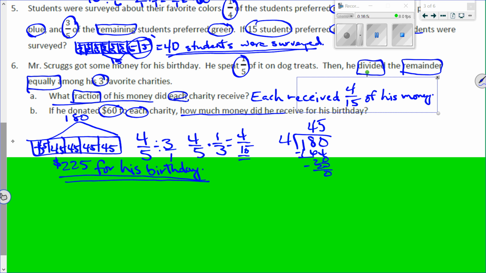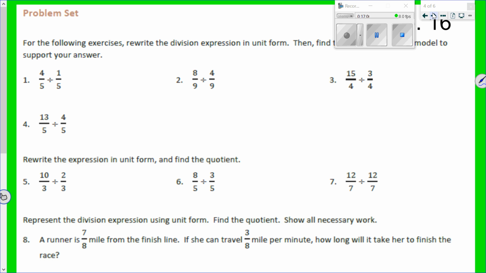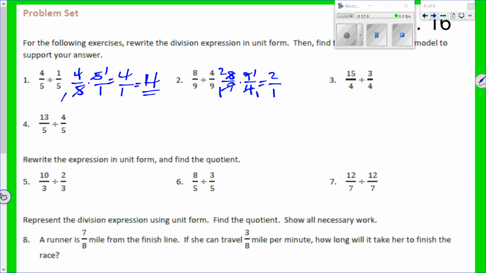Okay, go ahead and turn to page 16. I'm going to fly through these first ones because they should be easy. Literally, it's just keep, change, flip. 5's go away. 4 times 1 is 4. 1 times 1 is 1. 4 divided by 1 is 4. Same on the next one. Keep, change, flip. 9's go away. 4 and 8 I can divide by 4. 2 times 1 is 2. 1 times 1 is 1. 2 divided by 1 is 2.